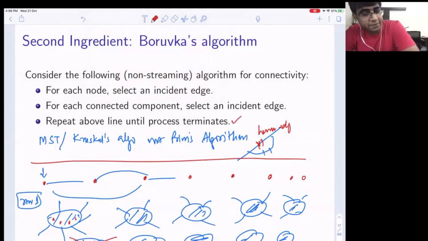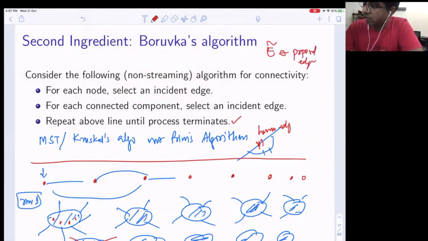If the graph is connected, at the end, I will keep all these proposed edges. Let's call this E tilde. These are the proposed edges. Notice that E tilde will have more edges than just n-1, right? Because you will have potentially n different edges in the first round itself. Everybody proposes a different edge, right?